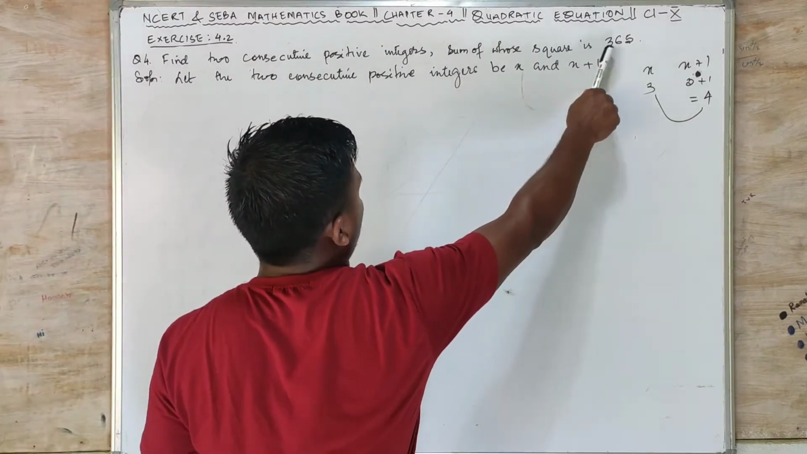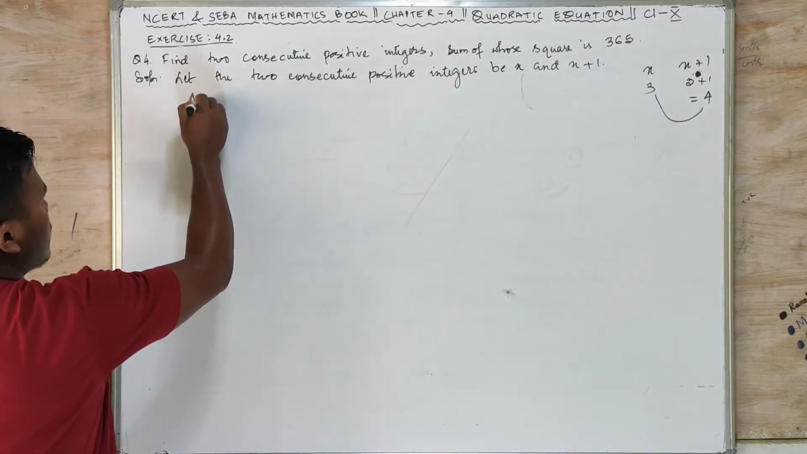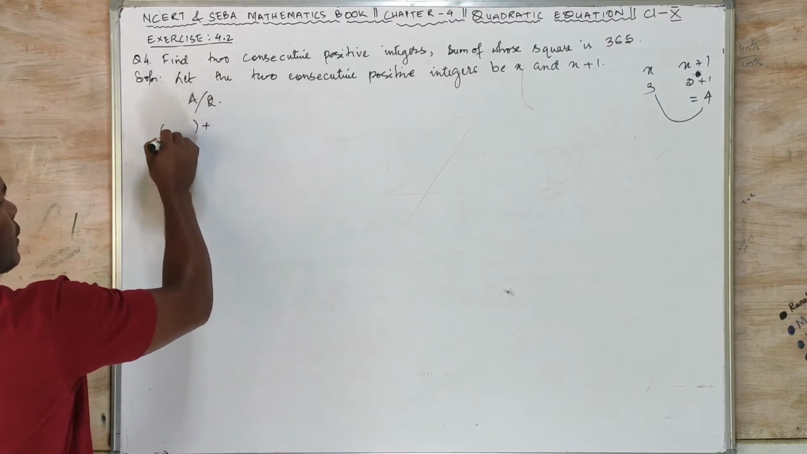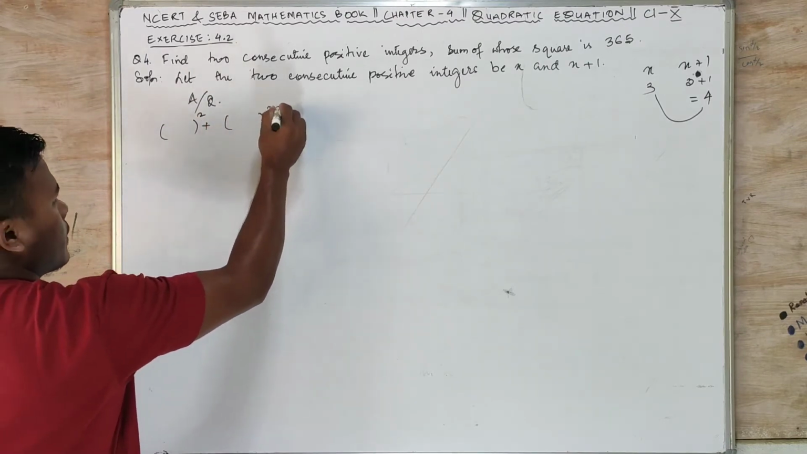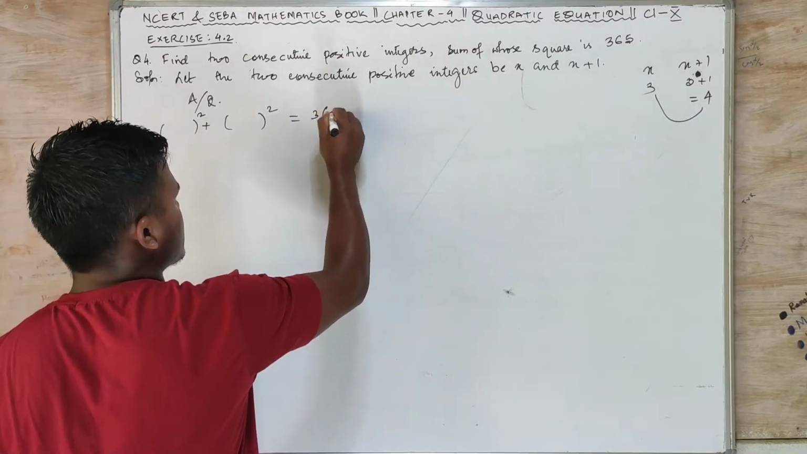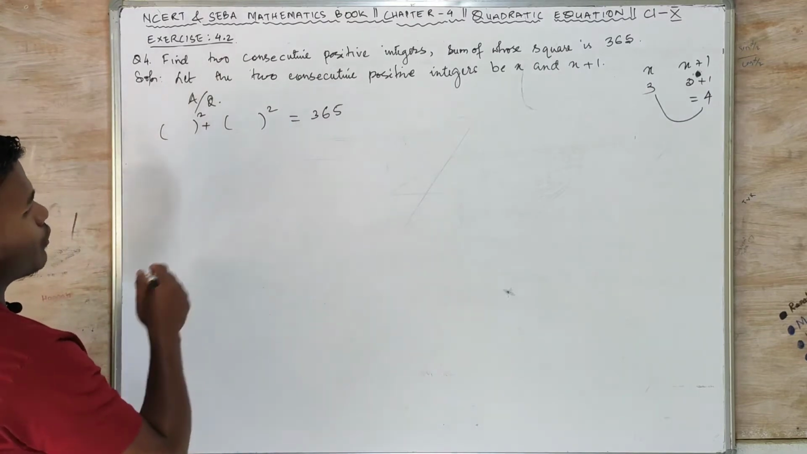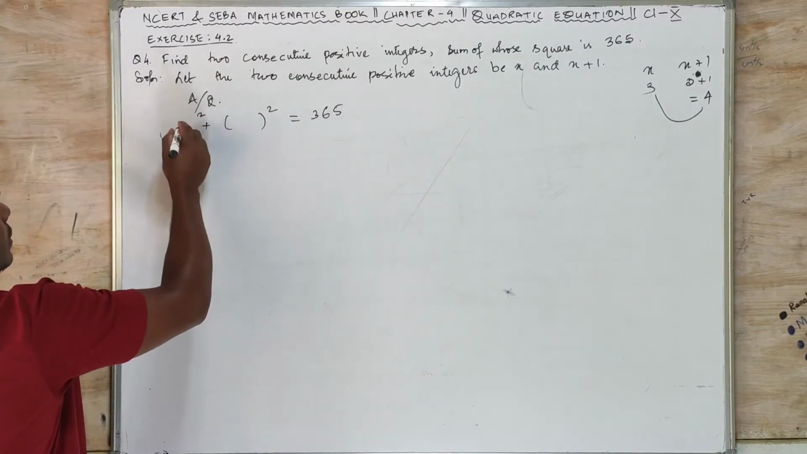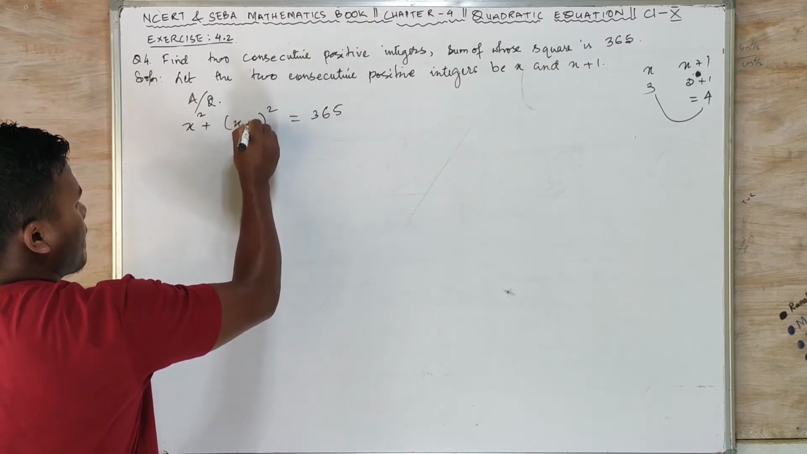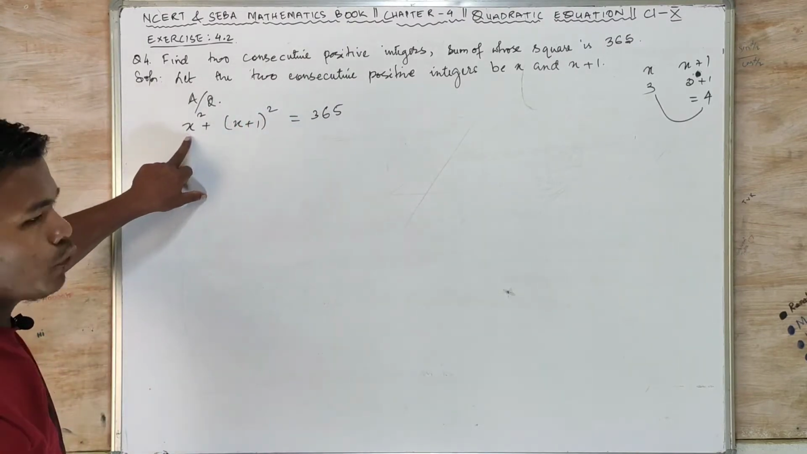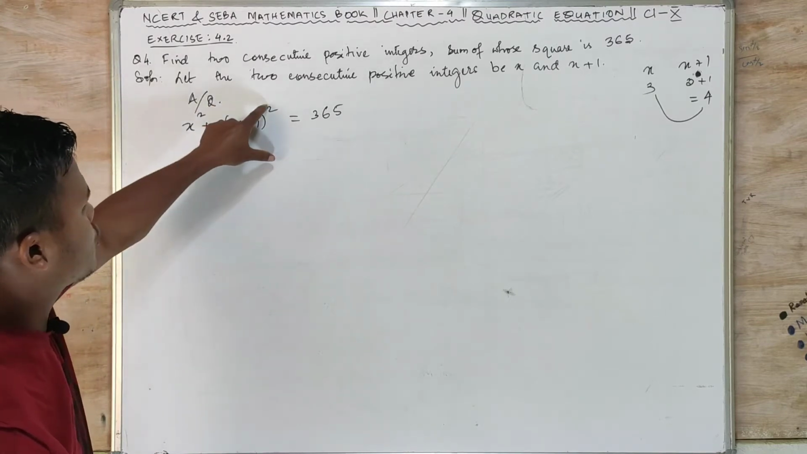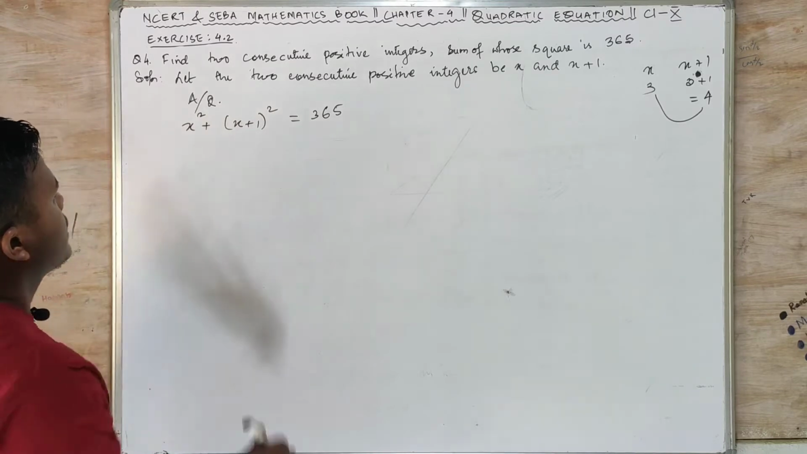Sum of whose squares is 365. Means you have to add it. Sum of whose squares? There will be a square of the two numbers, and what is the sum result? 365. So what are the two numbers? We have let them be x and another one x plus 1. See, sum of whose squares means the two numbers, when you add them and also give them squares, then the result will become 365.